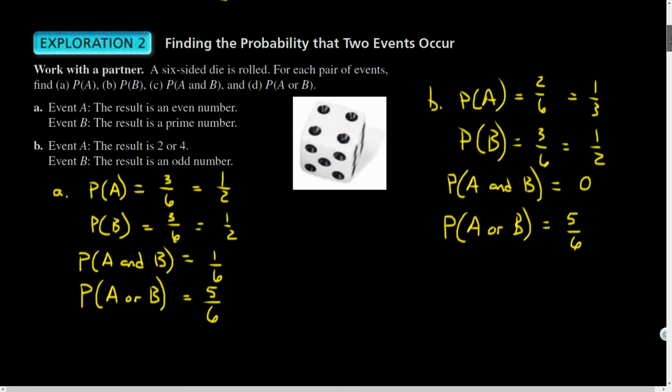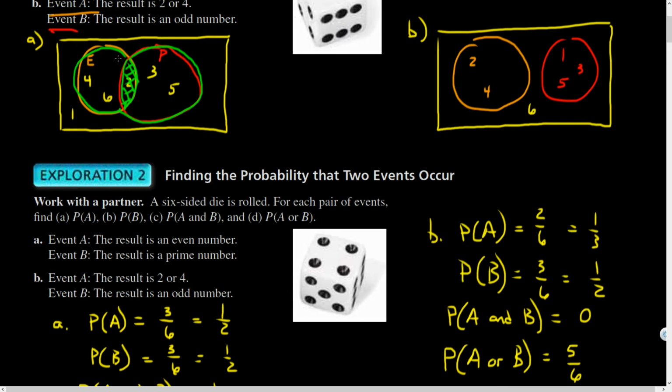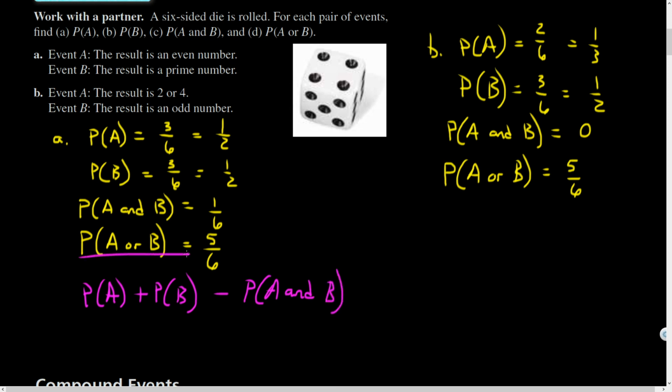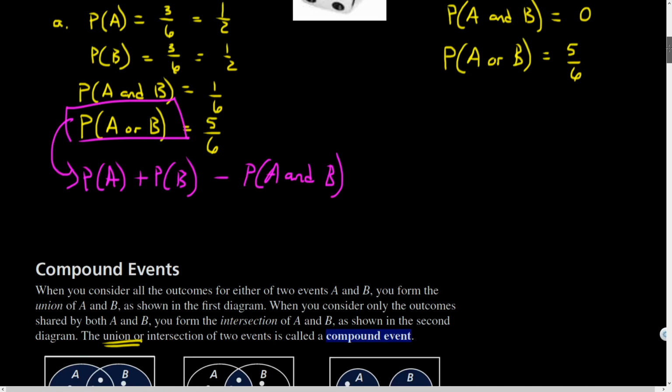Now notice that would have worked up here. If I did 3 out of 6 plus 3 out of 6 minus 1 out of 6, then I would have been able to calculate that probability here, right? And so this is what they're saying: I could have done P of A plus P of B minus the probability of A and B. And that's what this will equal. So if I did 3/6 plus 3/6 minus 1/6, it's my least favorite number out of all the numbers.